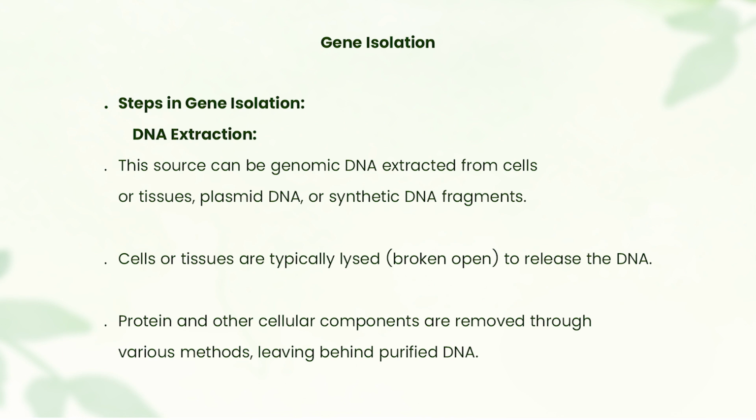Now, next is gene isolation. The steps of gene isolation, how we do it. For DNA extraction, the source can be genomic DNA extracted from cells or tissues, plasmid DNA or synthetic DNA fragments. Cells or tissues are typically lysed or broken to release the DNA. Protein and other cellular components are removed through various methods, leaving behind purified DNA.